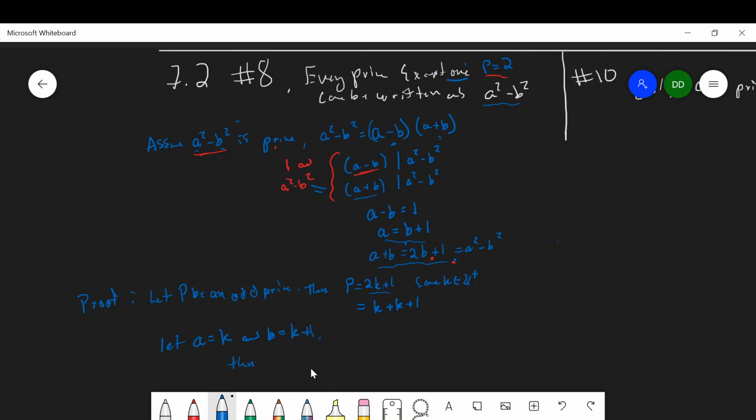Oh, sorry, I want to do it the other way. Let a equal k plus 1 and b equal k. Yeah, I'll do it like that so it matches what we did before. Then what? A squared minus b squared is k plus 1 squared minus k squared. K plus 1 squared is k squared plus 2k plus 1 minus k squared, which is 2k plus 1, which is my prime, p. And so I have a squared minus b squared with this a and b equal to my prime. Proved.